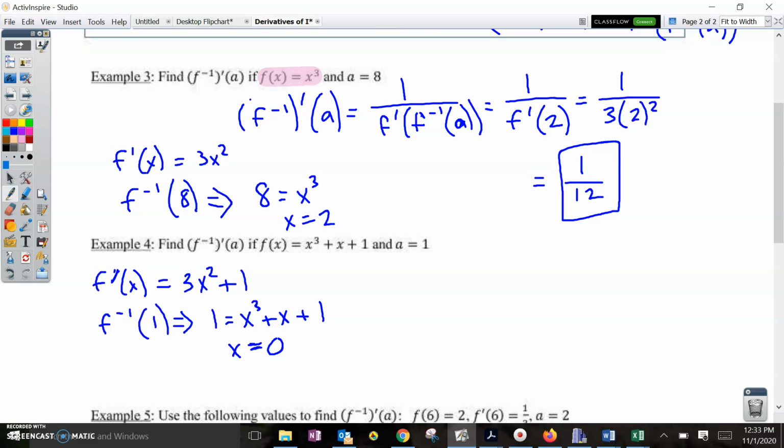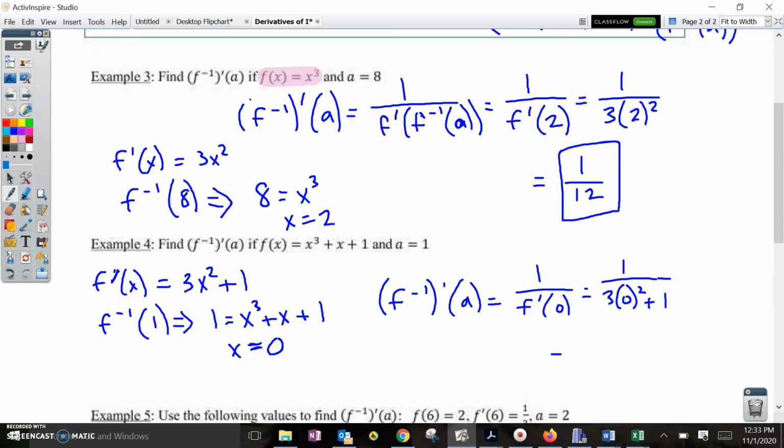And so finding the derivative of our inverse function, we've got f inverse prime of a is equal to 1 over f prime of 0. And then we're going to put 0 into f prime. So that's 1 over 3 times 0 squared plus 1. And so my derivative ends up just being 1 over 1, or 1. And that's the value of the derivative, f inverse prime, at a equals 1.